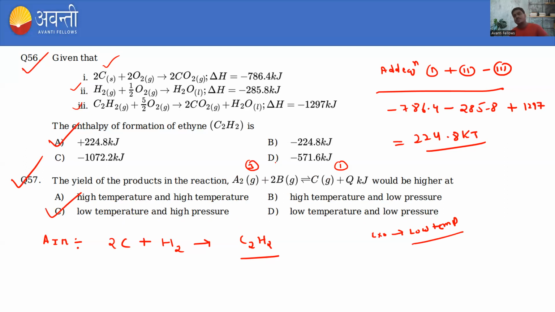Because whenever pressure comes, what should you think? Look at the number of moles. Here the number of moles is 3, here the number of moles is 1. So Le Chatelier says that when you increase the pressure, equilibrium shifts in the direction where the number of moles is less, it always opposes. So where is the number of moles less? That is the product side, and this is our desired condition, that the product forms. That means low temperature and high pressure. That is option C, right? So this is the correct answer. Low temperature and high pressure are the desirable condition for this.